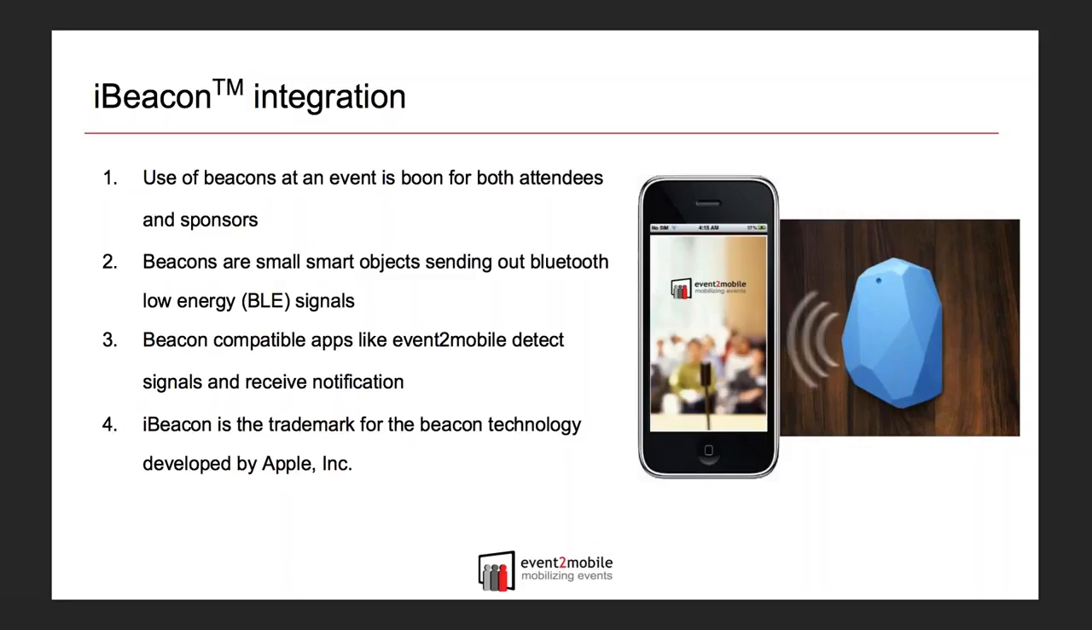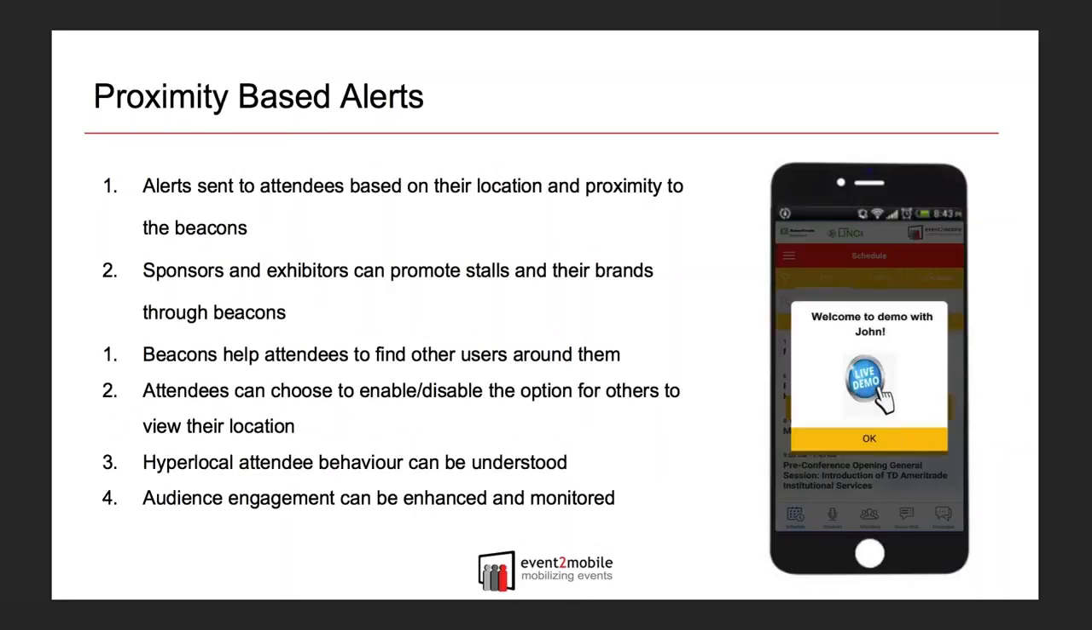So as I said, proximity-based alerts: sponsors and exhibitors can promote their stalls. You can have beacons placed in exhibitor booths, which gives these exhibitors a lot more value for exhibiting. They can send personalized messages to people when they're around their booth. They can invite them into the booth. If you have sponsored sessions or sponsored lounges, when people are in that session or in that lounge, they can get a sponsor message, which can lead to the sponsor's website.